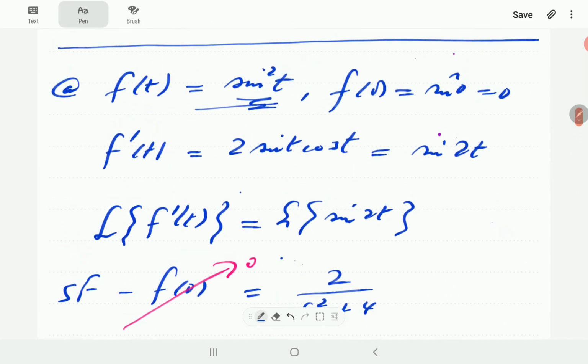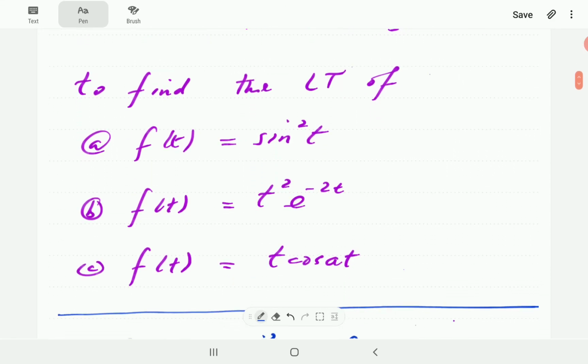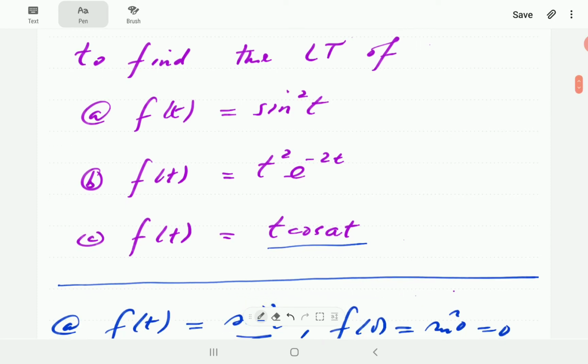Okay, at this point we're going to give you an opportunity just to have a go at this one. Laplace transform of t times cosine at, where a is a constant. So what you can do is just pause the video and work through this thing, and then when you continue the video you can compare with our solutions.